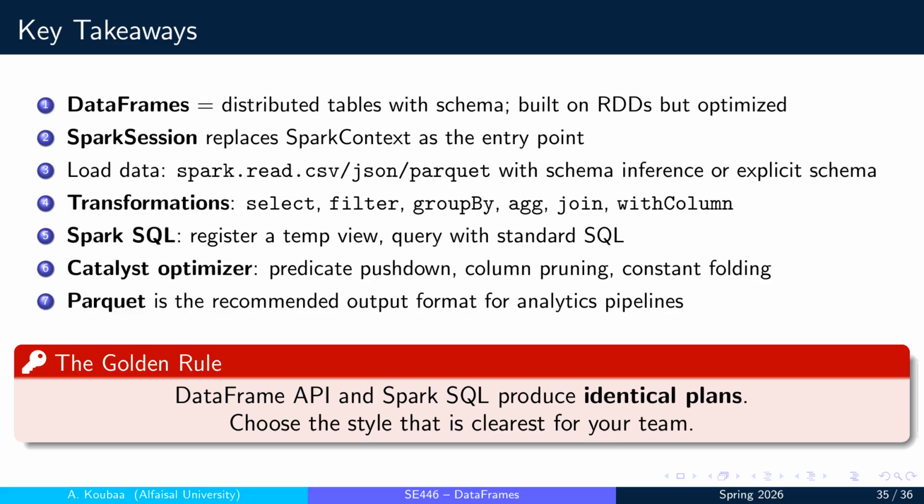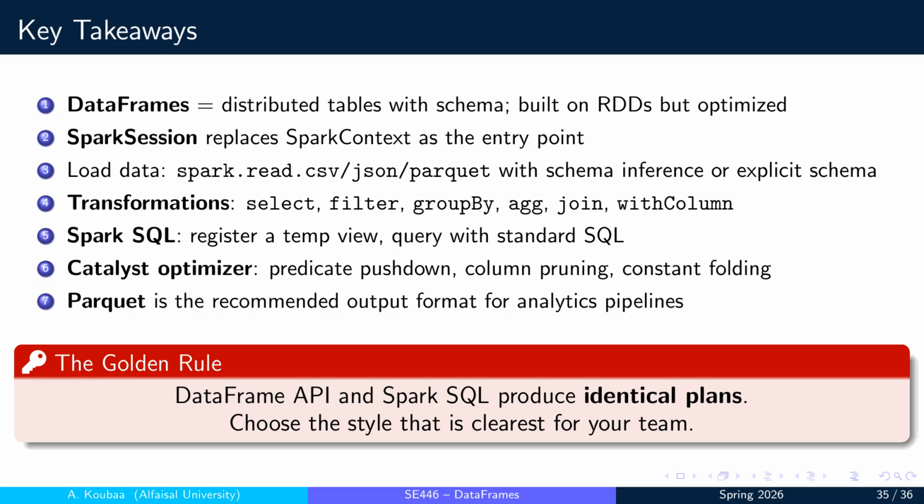So, as we conclude our discussion on Spark data frames, let's crystallize the most important points to take away from this lecture. First, remember that a data frame is fundamentally a distributed table with a schema. While it is built on top of RDDs, it brings significant optimizations. Our entry point for all these operations is the Spark session, and we load data using the spark.read interface and manipulate it using a rich set of transformations like select, filter, and group by.